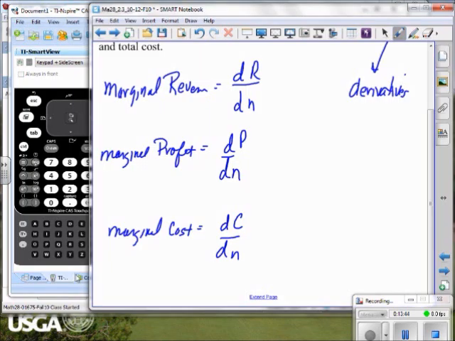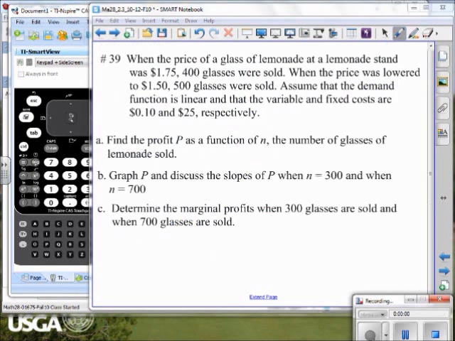Thank you very much. Okay, we're going to go on to the next problem. This is problem 39 in your textbook.